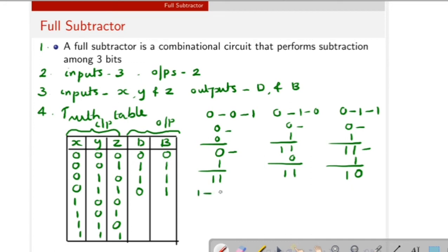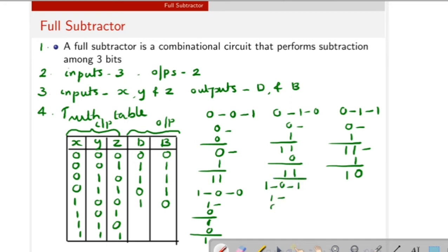Next is 1 minus 0 minus 0. 1 minus 0 is equal to 1. Then subtract 0 from 1. So again we have 1. So 1 with a borrow 0. Next is 1 minus 0 minus 1.